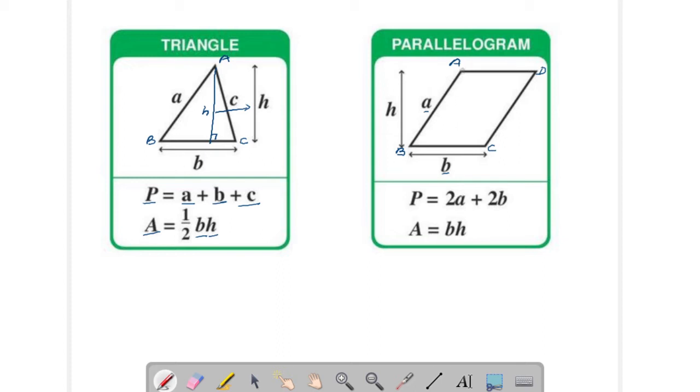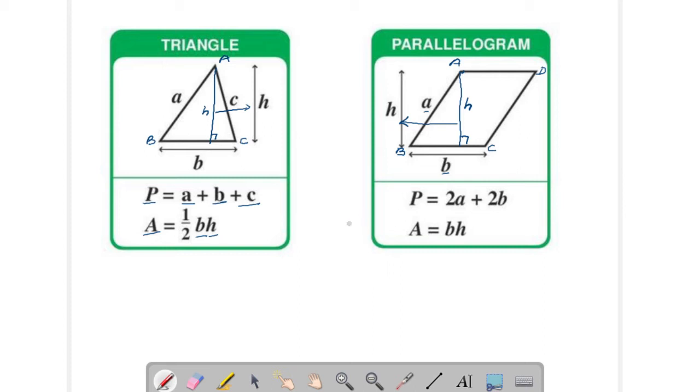That is, if you draw a perpendicular line from A to BC, which is perpendicular to BC, then this height is called h. It is represented by h. These two distances are the same. This is your height.